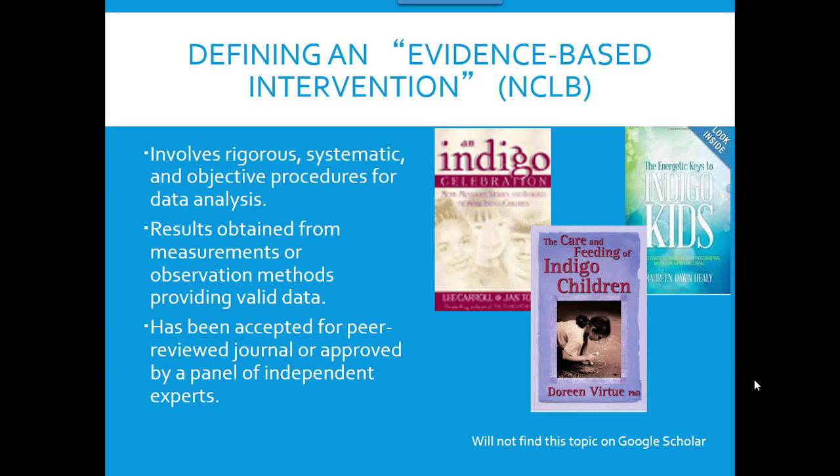And then if it's been accepted by a peer-reviewed journal or approved by a panel of independent experts, that tends to be a really good indicator that it's evidence-based. One of the best places that I tend to go to look for peer-reviewed journals, instead of just going to google.com, is scholar.google.com. At scholar.google.com, they try to weed out all of the stuff that is just, I'm going to sell you my intervention, don't you want it? They try to give you only stuff from legitimate sources.